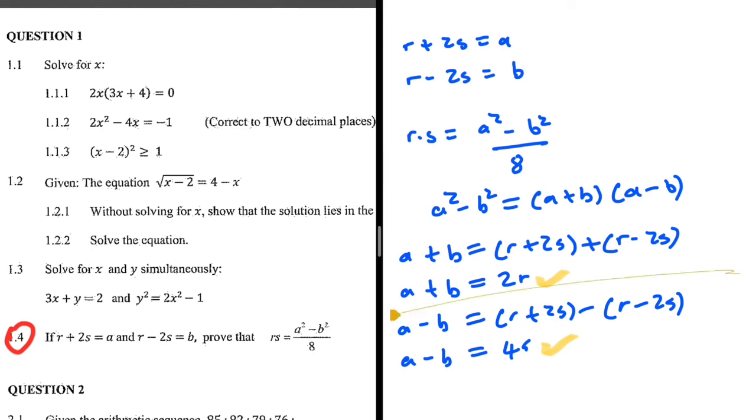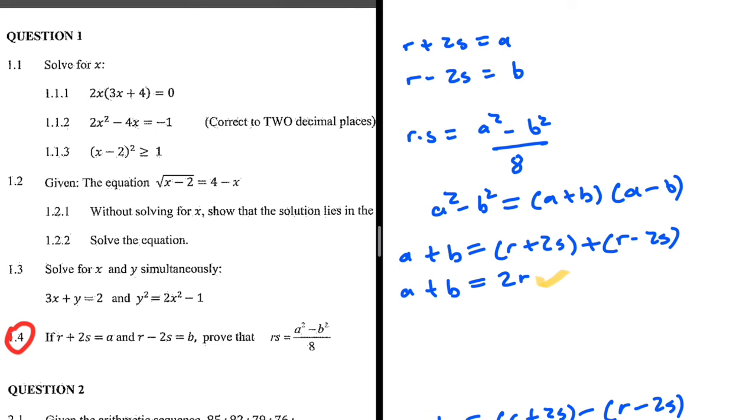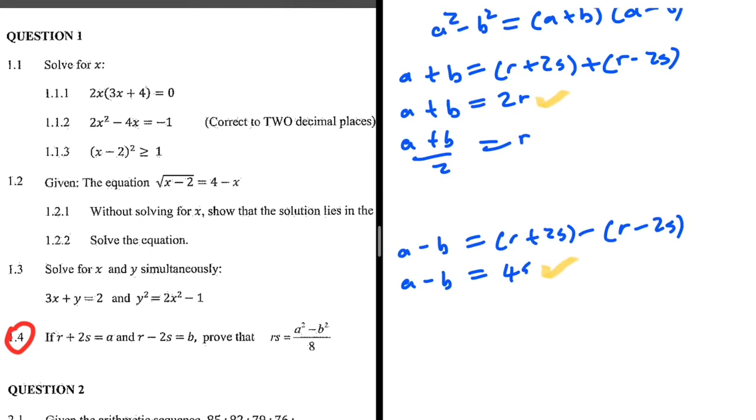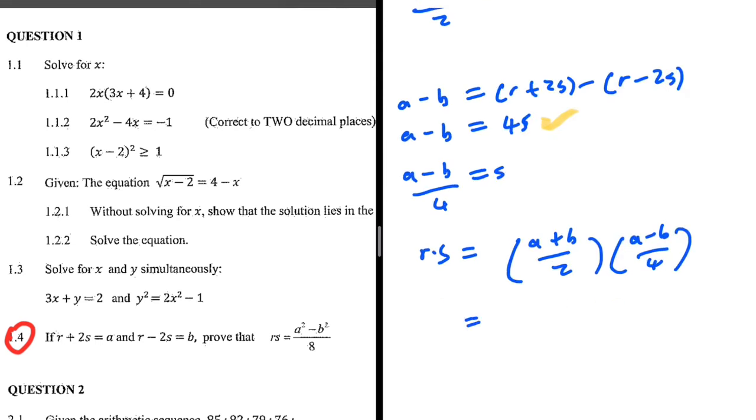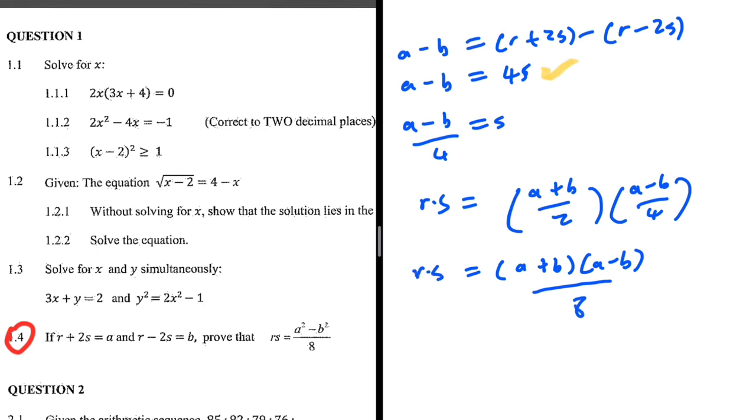If in this equation we make r the subject of the formula, we get a plus b divided by 2 being equals to r. And then in this equation, if we make s the subject of the formula, we get a minus b divided by 4 being equals to s. So r multiplied by s will be equals to a plus b over 2 multiplied by a minus b over 4. Well, it should be easy to see that in the numerator we have a plus b multiplied by a minus b, and then on the denominator we have 2 multiplied by 4, which is 8. But what we have on the numerator is a difference of 2 squares. So this is a squared minus b squared over 8.